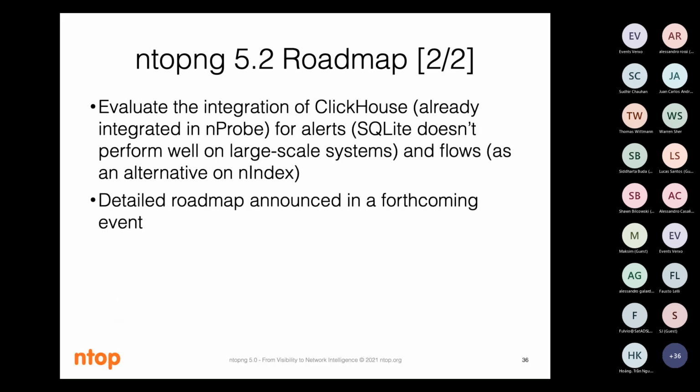We are also evaluating the integration of ClickHouse, both to store alerts, because now alerts are stored in SQLite, but we have seen that SQLite, especially in large-scale environments, can sometimes fall short when it comes to having many writes per second. So we are considering using ClickHouse for alerts and also for flows, I would say as an alternative to the index that we currently use to store flows in ntopng. There will be also other activities in the roadmap, but they are going to be announced in a forthcoming event, so stay tuned.